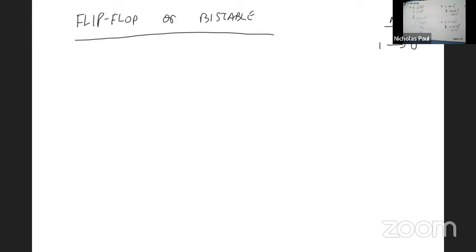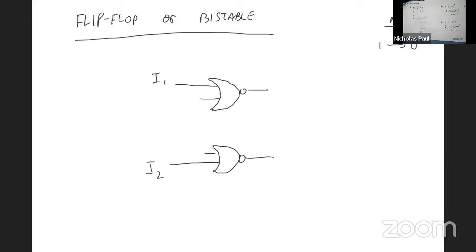So you're taking 2 NOR gates and you're connecting them up like this. You have I1 here, that's your first input, and your second input. You have an output, one is Q and one is the opposite of Q, so you call it Q hat. The output from Q becomes the input for the second NOR gate. The output from here becomes the input here.